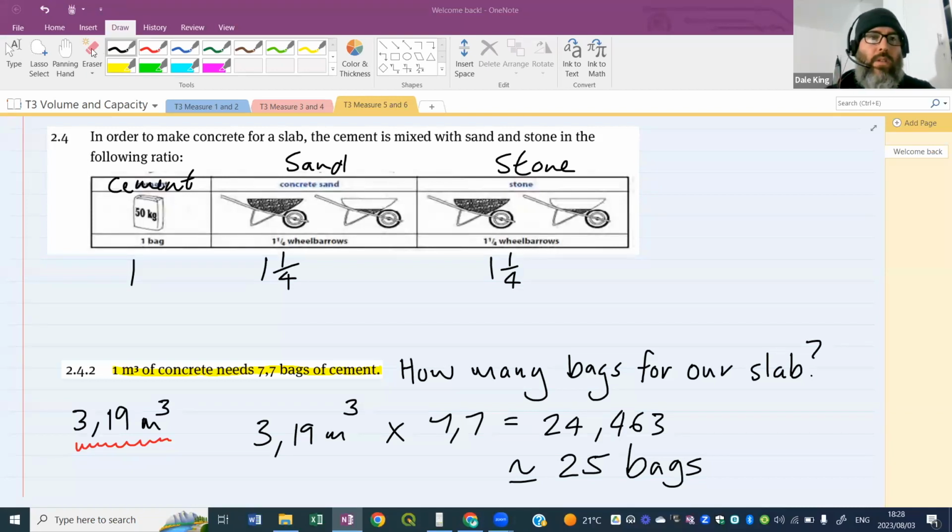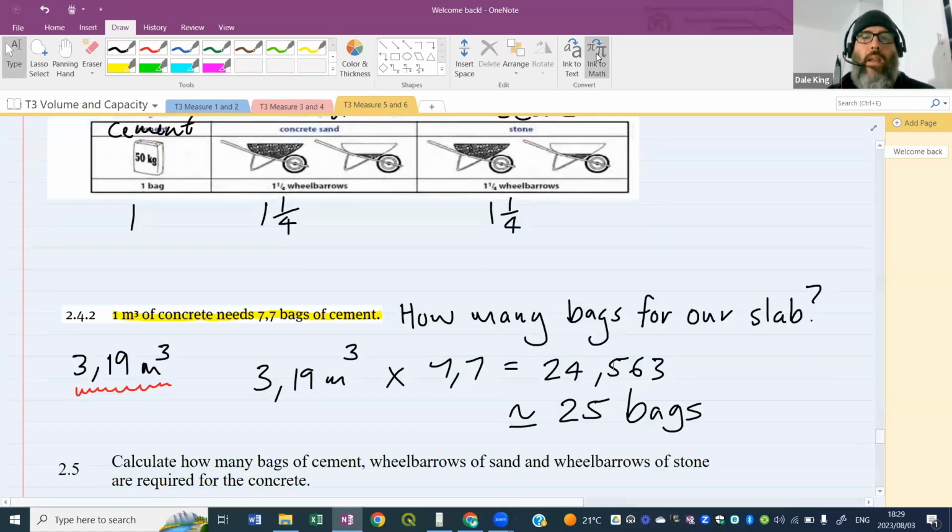Even if the decimal was 24.4, we still need enough. But it wasn't 24.4, it was 24.5, which made it easier for us to round up. Please remember that you need enough to complete the job. Okay, all right. Let's look at the next question. Is everyone okay out there?